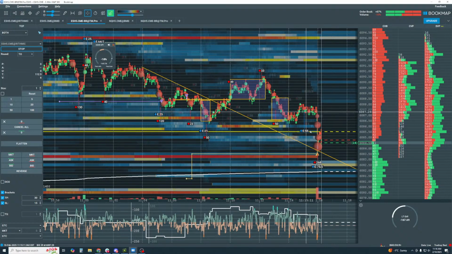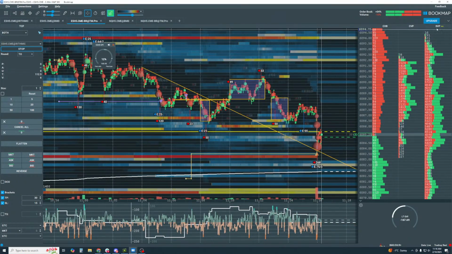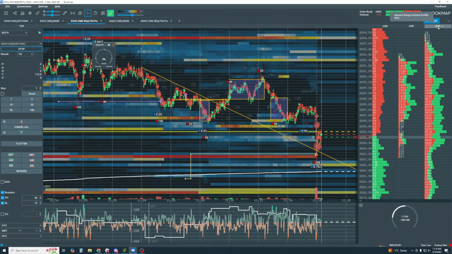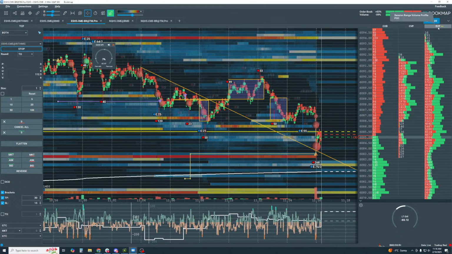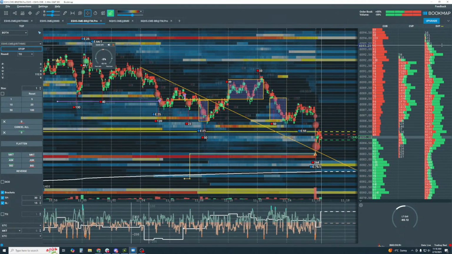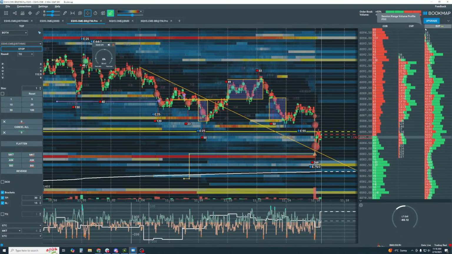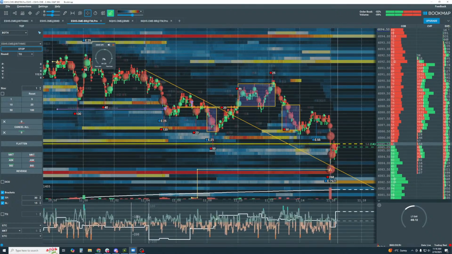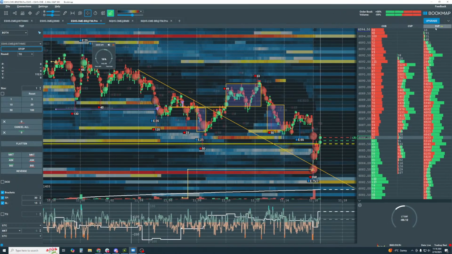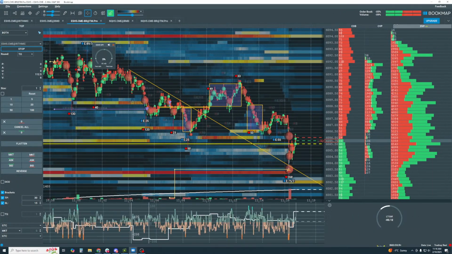How do you get the POC on the chart? Yeah, you'll need to open it up in your session range volume profile. You need to have this open here. Now if you don't like it, you can minimize it by just left click, hold, and drag over here to maximize or minimize it.